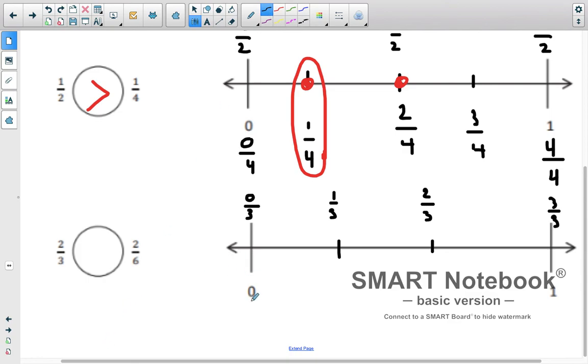So 0/6, I'm going to write that on the bottom. 1/6, 2/6, 3/6, 4/6, 5/6, and 6/6.